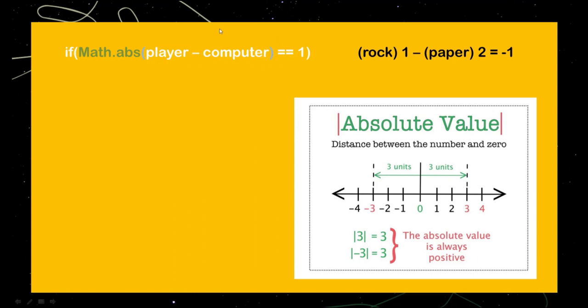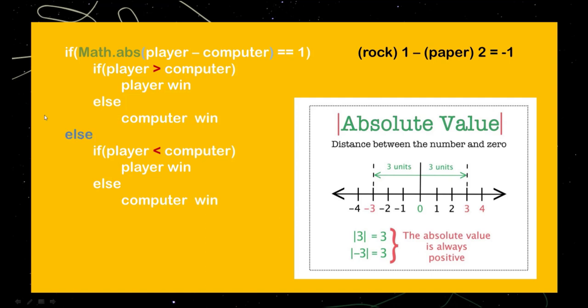And if this number is equal to 1, so if the difference number is equal to 1, we're gonna say the bigger number that the player or the computer has selected is gonna win. But we're gonna add an else. This else is for the possibilities that the difference number is not equal to 1. So if it's not equal to 1, the bigger number is going to lose.